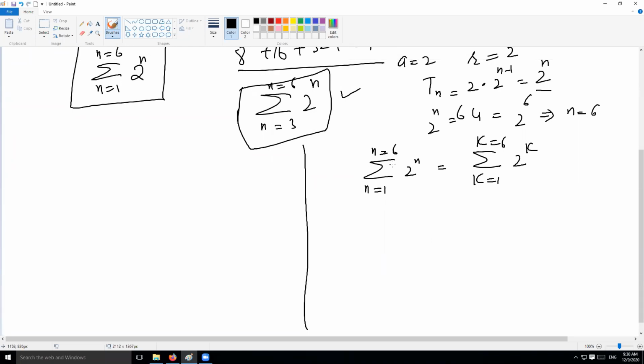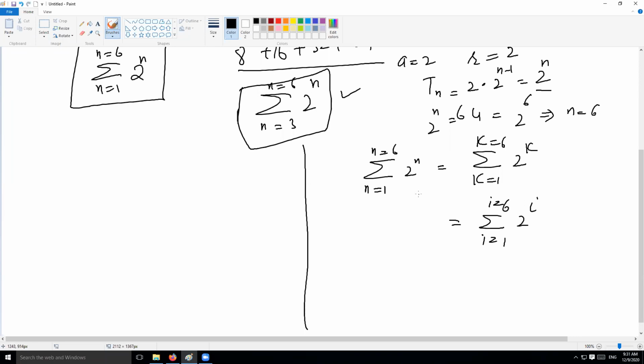So the symbol doesn't matter. I can write anything. I can write i equal to 1 to i equal to 6, and 2 power i. They all are the same thing. The expression does not change its value if you change the symbol.